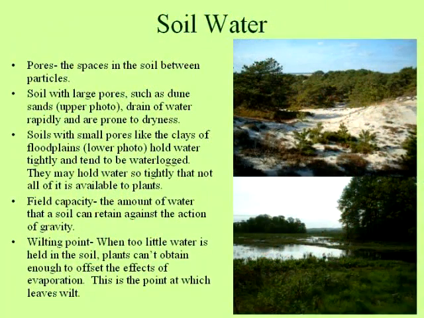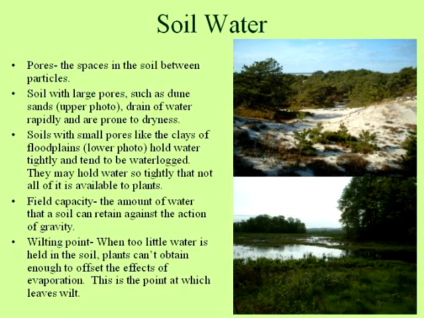So this brings up the topic of soil water. Now, these soil particles have little spaces between them, and those spaces are called pores. In soils with large pores, like sands, such as dune sands like you see in the upper photo here, these drain water rather rapidly because they don't have a good hold on the water between those pores. It results in sandy kinds of soils being prone to dryness.